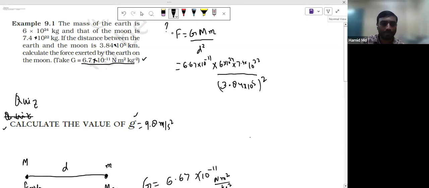Yes, sir. Okay, so can you do this calculation? If I open the calculator, I have to minimize the screen. So do this calculation. How will you do this calculation?